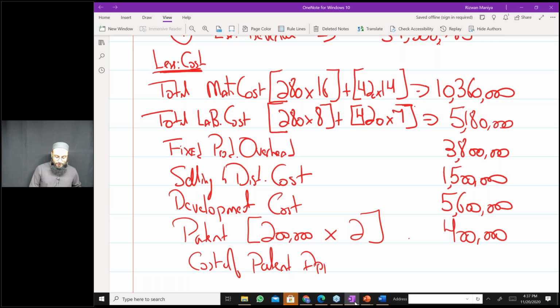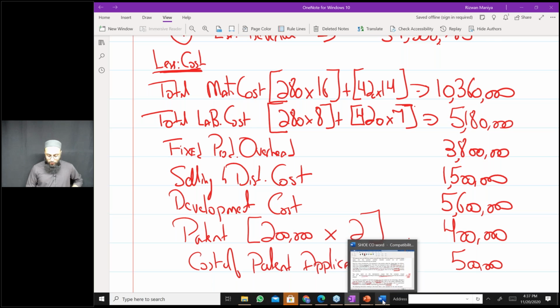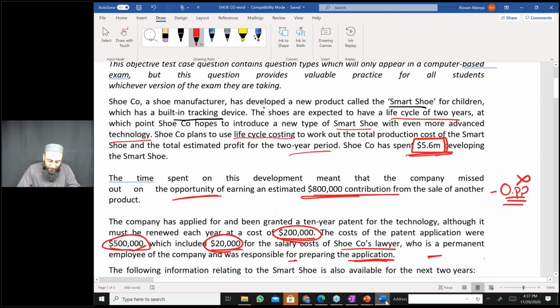Okay, so guys, are we left with anything else to consider here? I don't think we are left with anything else. We have done everything here, so nothing left. So yes, it's time to work out the profitability.